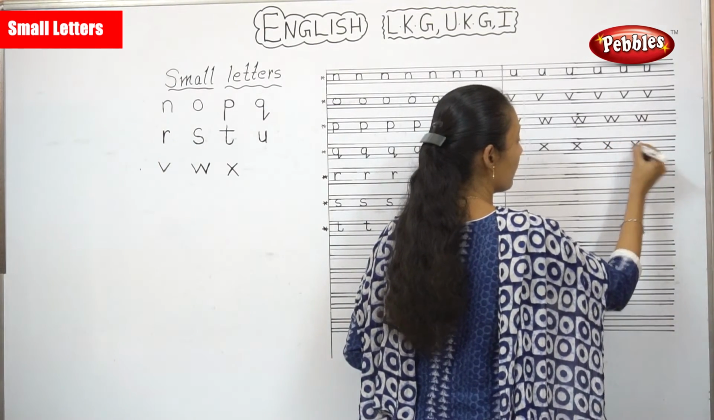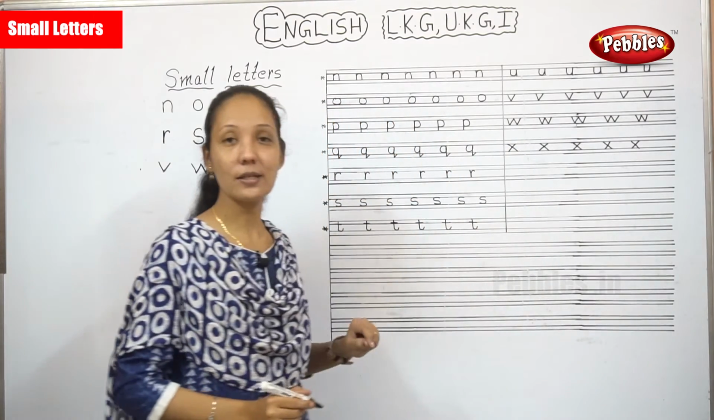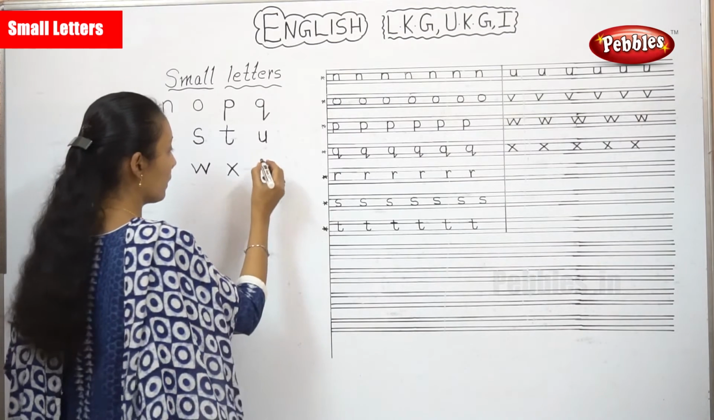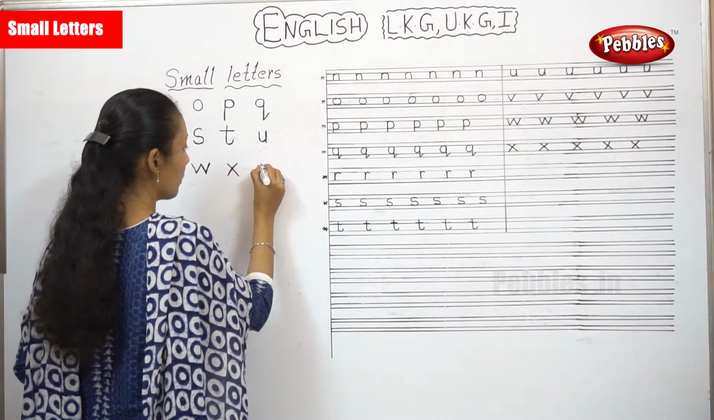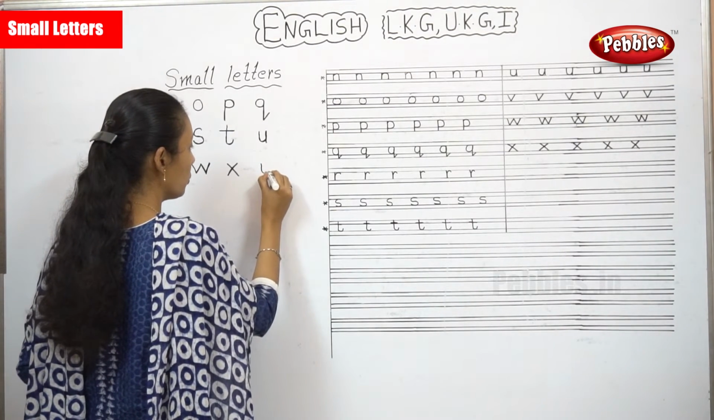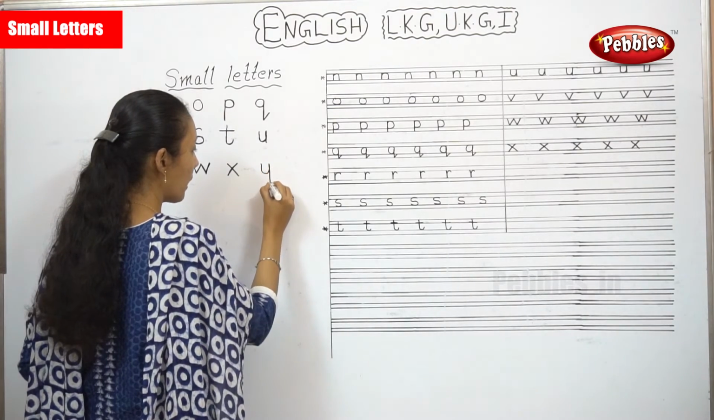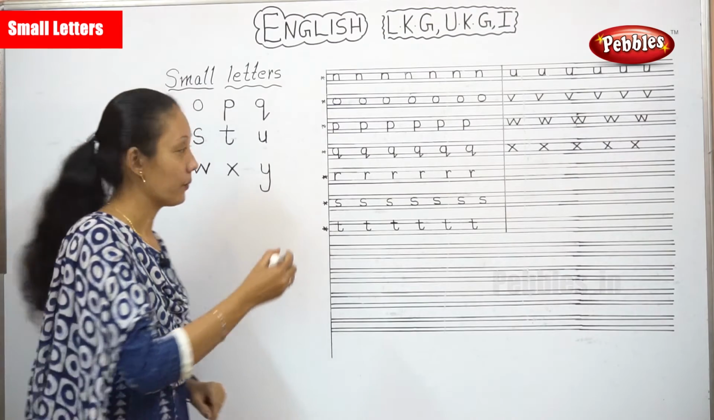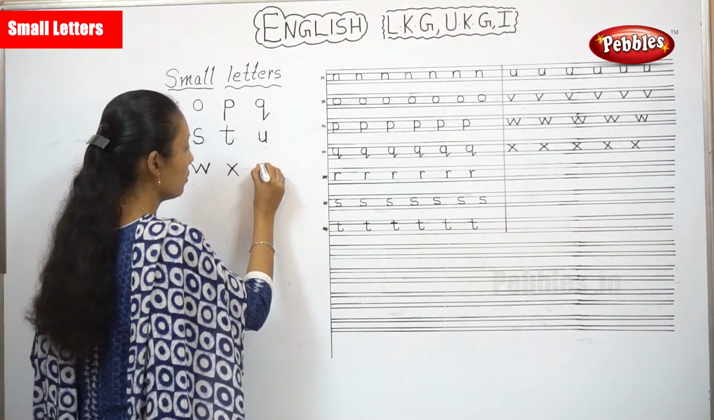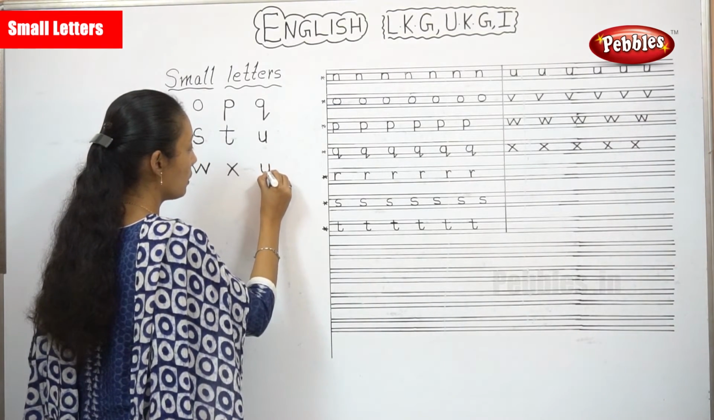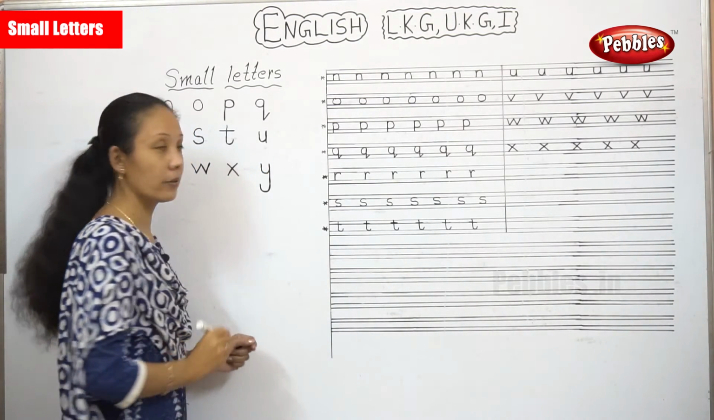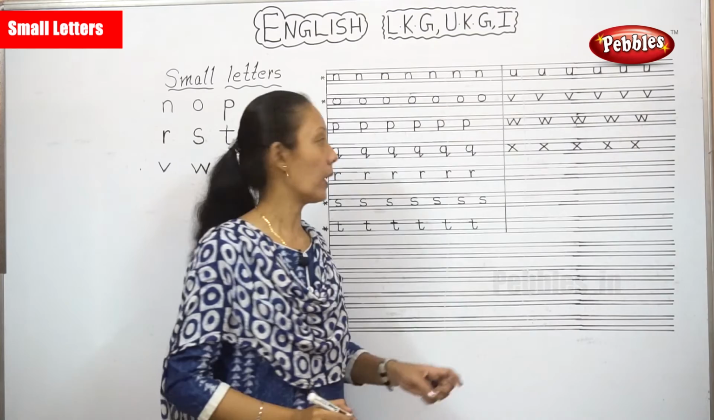Okay. Now after X, your next alphabet is, yes, Y. Now you will write U, a small U, come down and curve it. This is called small y. Once again I will tell you, yes, a U, come down and you go up, curve it. This is your small y.